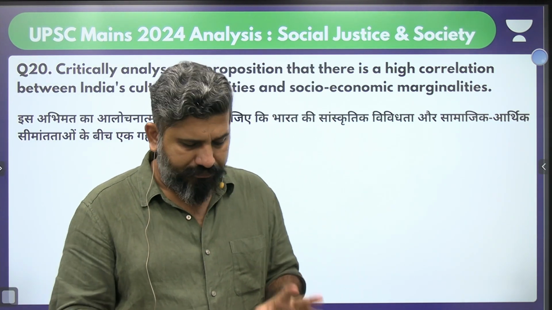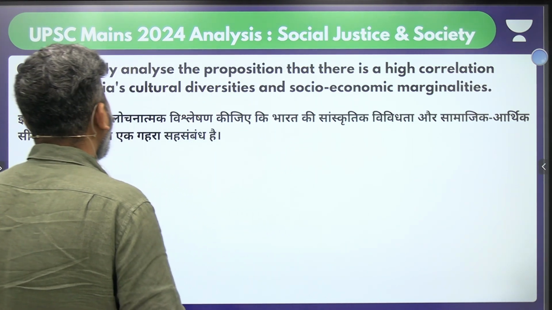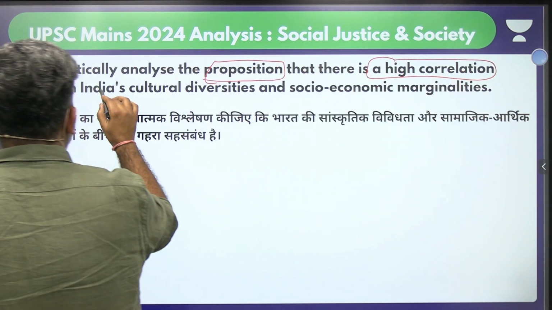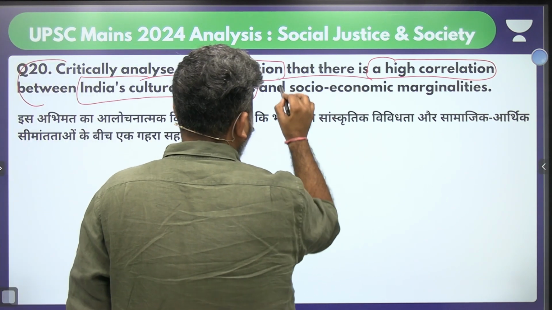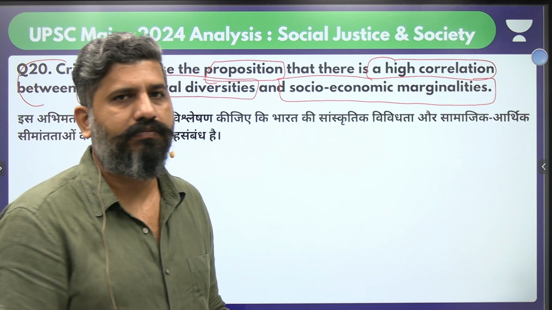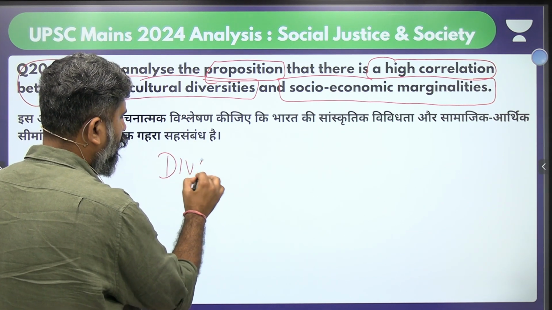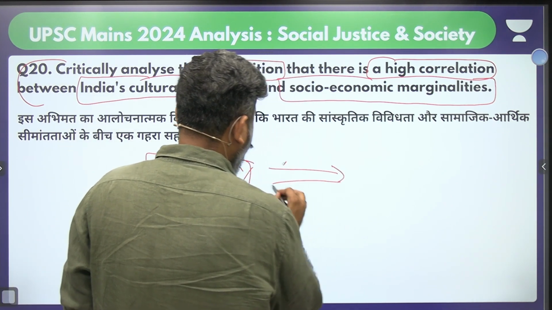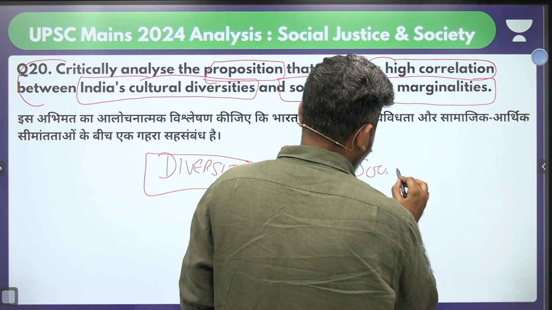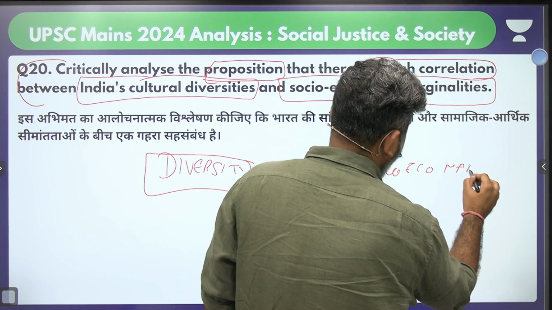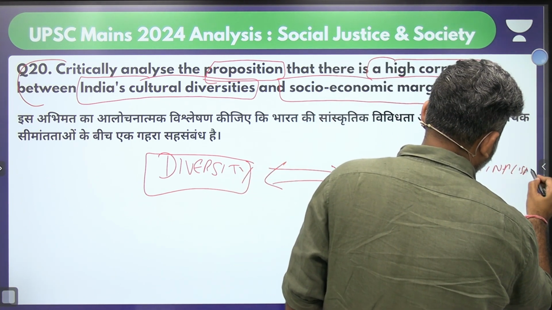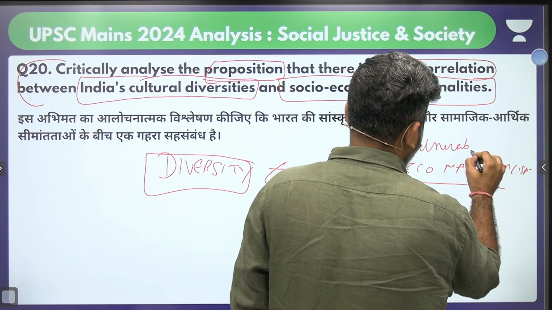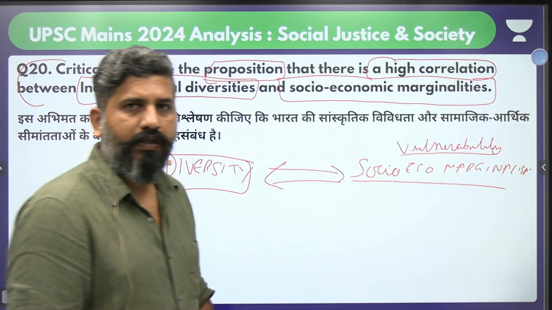This last question in the Indian society section is basically about critically analyzing the proposition that there is a high correlation between India's cultural diversities and socio-economic marginalities, right? What they are trying to do here is, diversity is one of the important features of Indian society. This diversity needs to be seen vis-a-vis the socio-economic marginalities, socio-economic marginalization, as well as the vulnerability. It needs to be correlated.